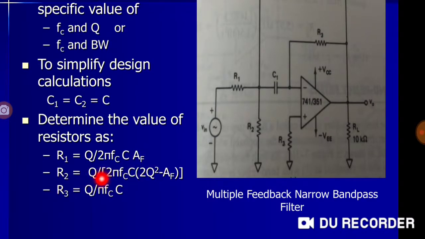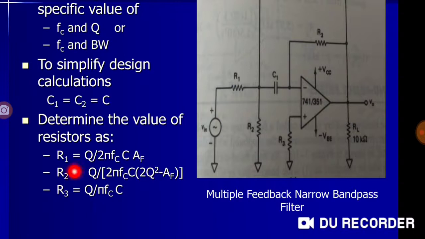Next, R2 is Q divided by 2 pi FC C, but instead of just AF, it will be 2Q square minus AF. And R3 is Q by pi FC C. The entire derivation of this equation becomes a little cumbersome to discuss, so we have just placed the formula so that we can calculate and put in. For the elaborate analysis, we can have a look later on. For the designing part, we just need to understand that we take the two capacitors with the same value, and accordingly we put in the value of C and obtain R1, R2 and R3.